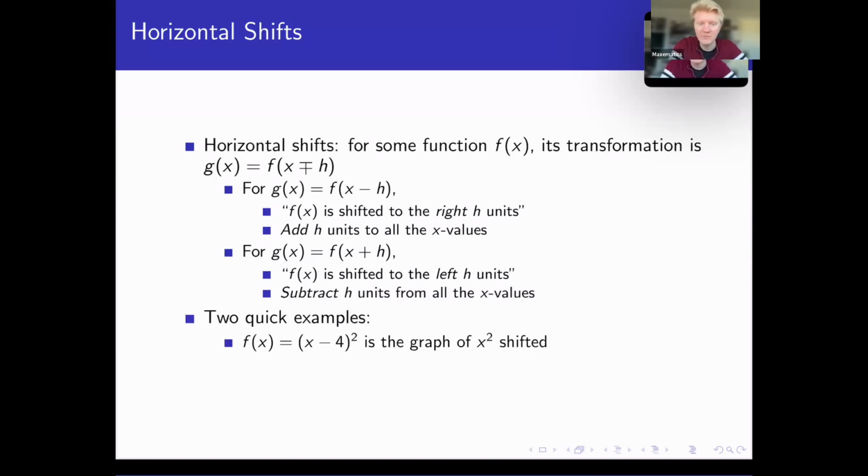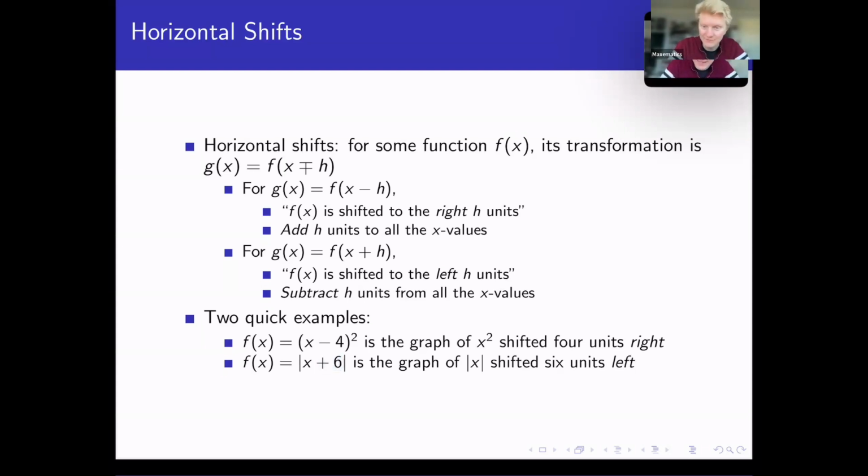Okay, two more quick examples. If we have x minus 4 squared, this is x minus 4 on the inside, but don't forget, minus 4 on the inside is a shift to the right 4 units. Okay, absolute value of x plus 6. We would really like plus 6 to mean to the right, but plus 6 means to the left 6 units.